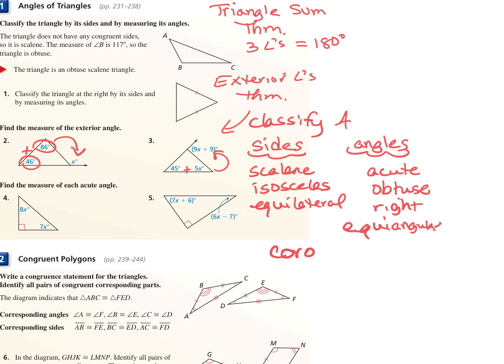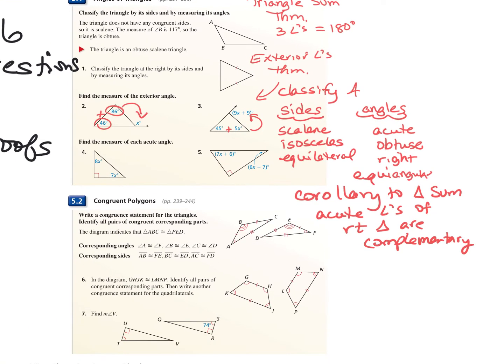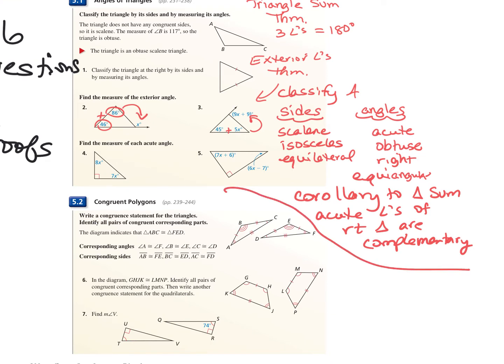So we learned the corollary to the triangle sum, and that was the acute angles of a right triangle are complementary. And remember, complementary means that the two angles add up to be 90 degrees. So be able to apply that. So all of that was from lesson 1.